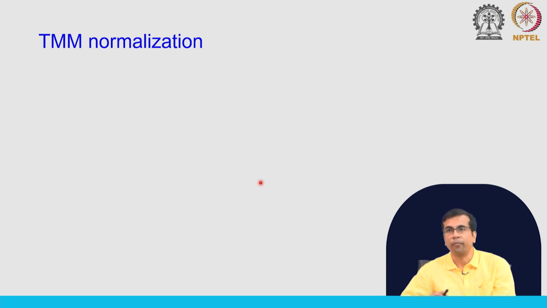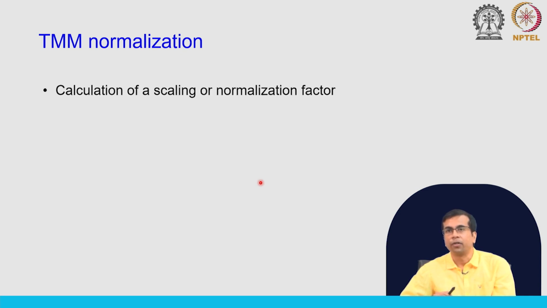Okay. So, again let us look at this. The full form is, of course, trimmed mean of M values, right. So, we will talk about what these M values are. This method also calculates a scaling or normalization factor, like the earlier method that we discussed.